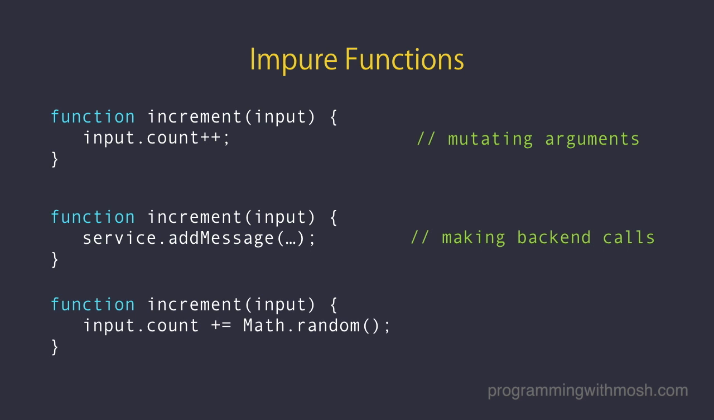And here's the third example. In this function, we are updating the value of the count property based on a random number generated by the Math class. So with this function, if we give it the same input, we cannot ensure that we always get the same output. The output is different every time because we are using an impure function. So in a pure function, we should not use Math.random or Date.now or any other functions that return a different value every time we call them.